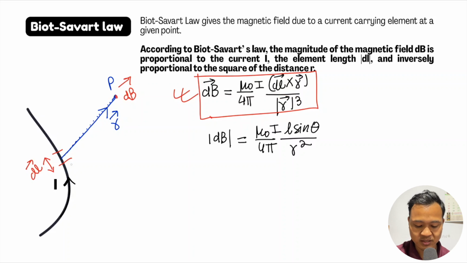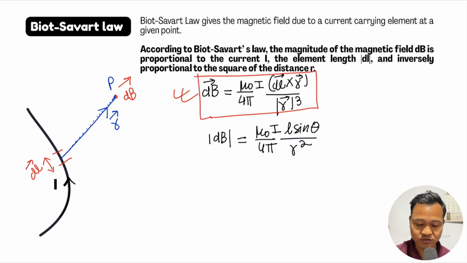So this is mod of r, the distance. So this is the Biot-Savart law. Due to a small element, if I want to find the magnetic field at the point P, it is given by the Biot-Savart law. You do not need to prove this law; we use the formula directly. The Biot-Savart law is the next important thing.